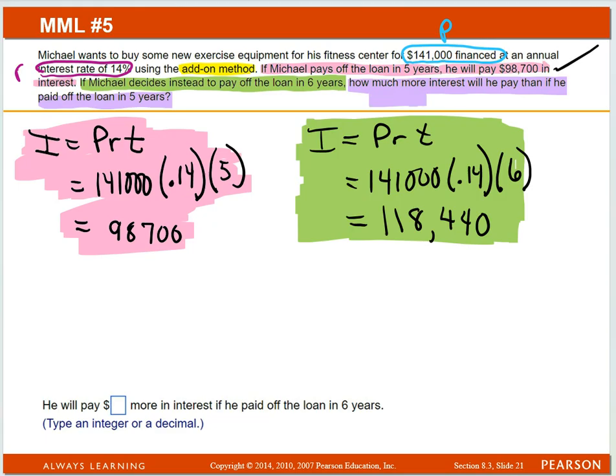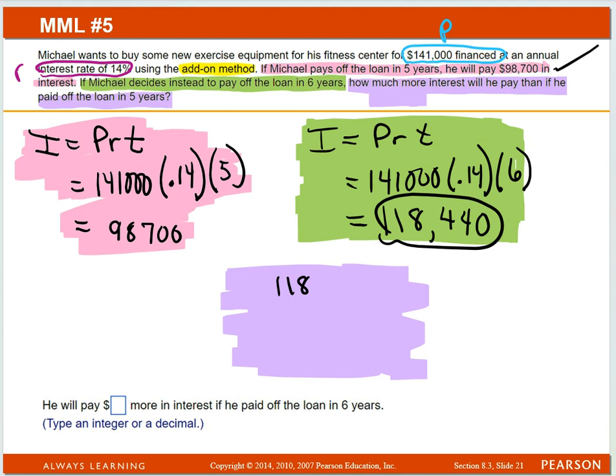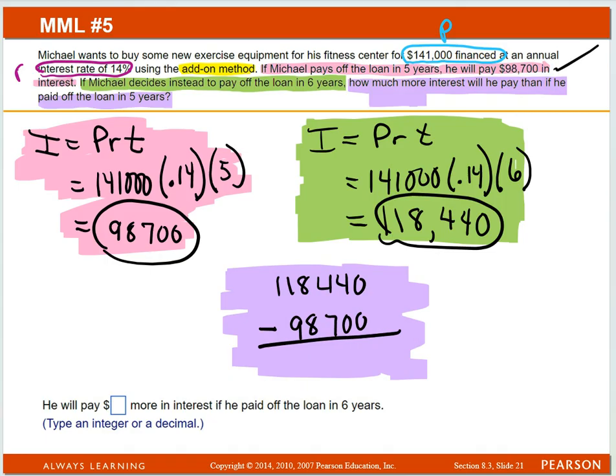Now their question is, if he were to take 6 years instead of 5, how much more? That's a difference, isn't it? How much more interest will he pay? So to do the purple, I basically just have to take the answer for the green, which was this one. This is how much he'd pay for 6 years, minus the amount of interest he'd pay for 5 years. Just subtract the two. And the difference is he has to pay an extra $19,740 if he takes an extra year.